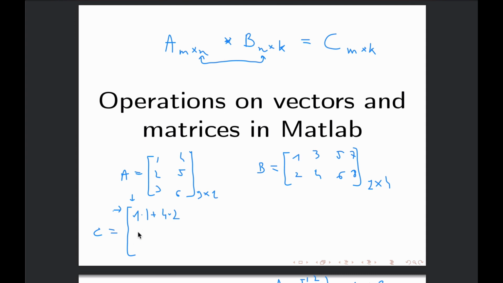Then the second element, which is below here, means that we will take the first column in here, but we will multiply it with the second row in here. So it will be 1 times 2 plus 2 times 5. And then the first column with the third row, 1 times 3 plus 2 times 6. And that's only the first column of our C matrix.